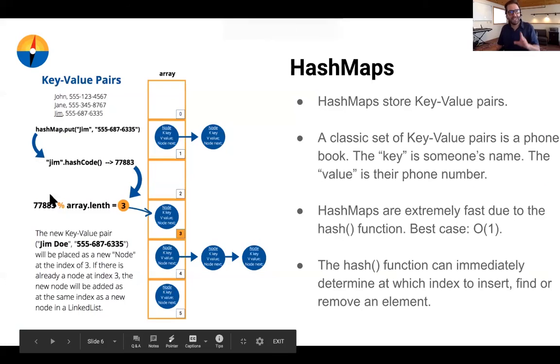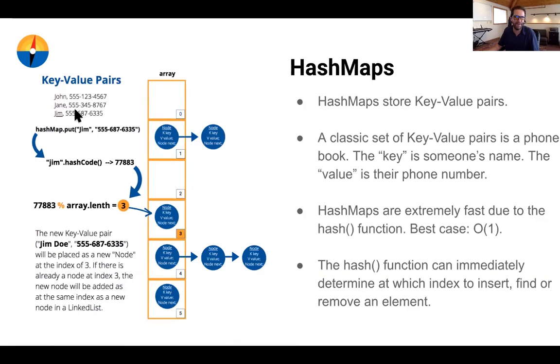So hopefully this very complex drawing makes a little more sense now. Here are key value pairs, I've got names and phone numbers. If I say hashmap.put Jim and the phone number, then I'll say Jim.hashcode, let's say it comes back with 77883. I would mod that 77883 by the length of this array, which is 5, which gives me the result of 3. So that's where I'm going to put this new node that contains the key Jim and the value of this phone number.